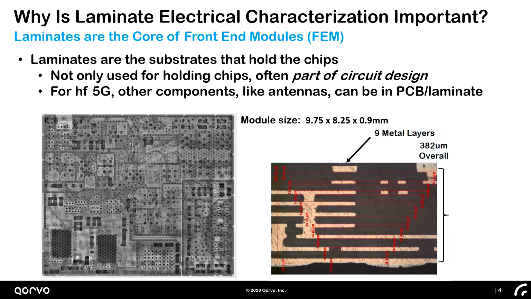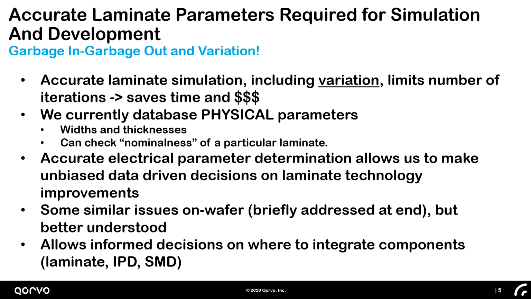But the other thing to keep in mind is that these things are usually about 9 by 9 millimeters when you look at this guy, which is a little bit different than a normal PC board, where, this is not millimeters, it's inches. So accurate laminate parameters are required for simulation development. If you put garbage into the simulator, you're going to get garbage out. The main driver for this is saving time and money to get your design right and not have it be chasing the tails of whatever the laminate happens to be doing that day. I'll talk more about what we have in terms of physical database.